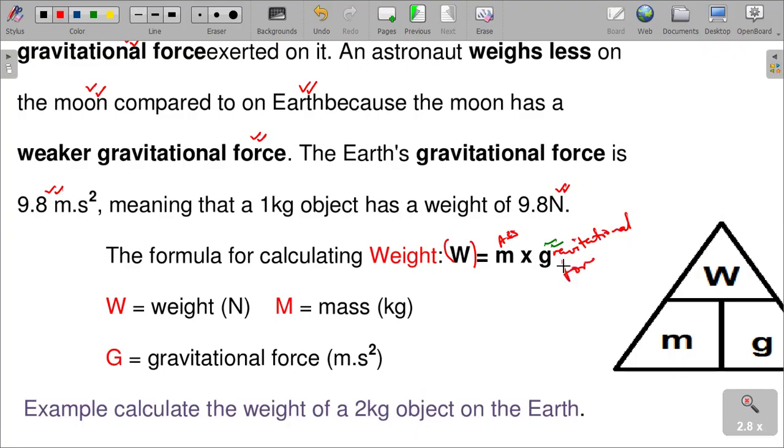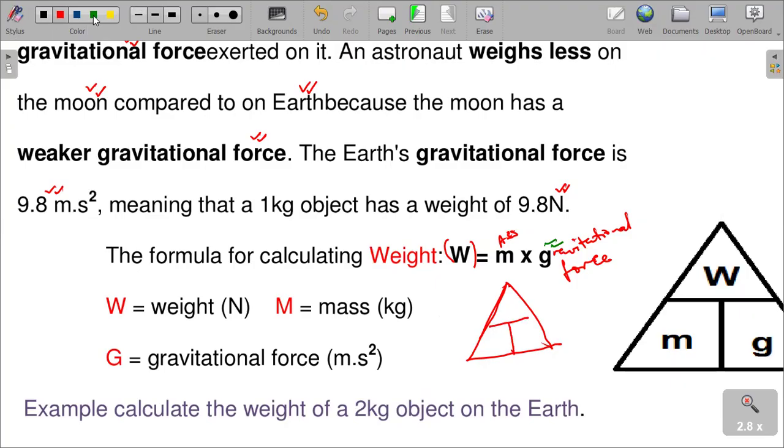Mass multiplied by gravitational force is what you call weight. So having this, I just drew this triangle here to help the class in understanding these formulas.